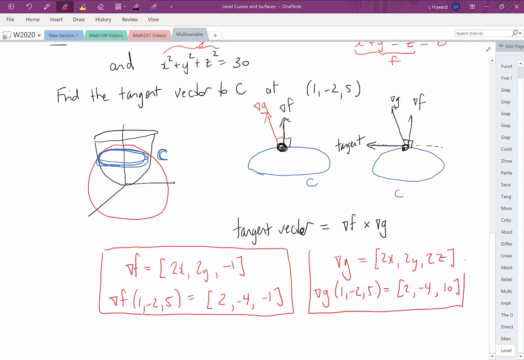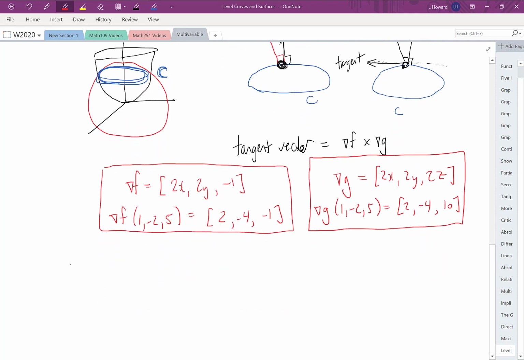All right, so in order to get our tangent vector, all we need to do now is take a cross product and we'll be done. I'll do the work over on the side here. I'm going to write out the first vector, which is the gradient of f. I'm going to write out the second vector, which is the gradient of g. And to do the cross product, I'm just going to recopy the first two columns here.